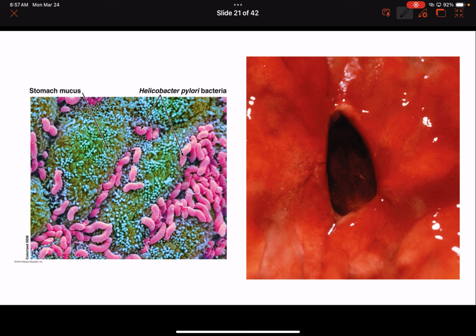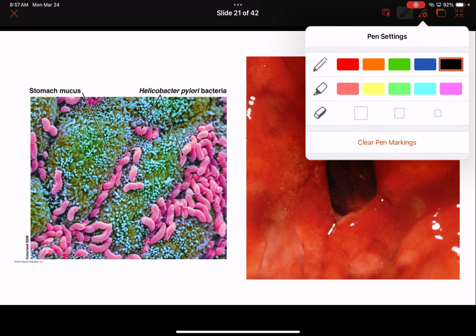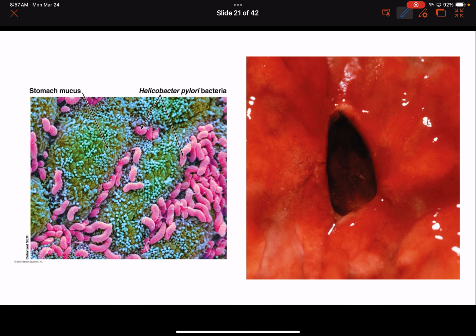So this shows the blue here is mucus, so those little blue dots are mucus, and the pink are bacteria, just eating away at that mucus. And that's at a microscopic level. The right is your stomach at a macroscopic level. But they can eat away so far at your stomach mucus and the lining, and eventually cause a hole in the stomach.